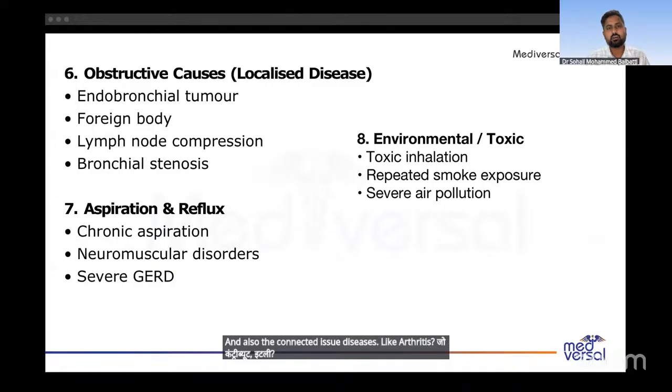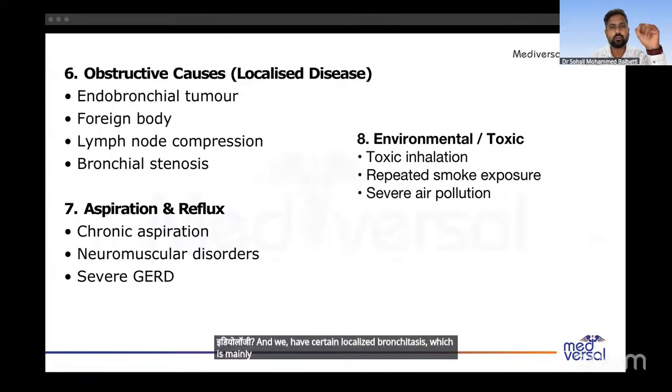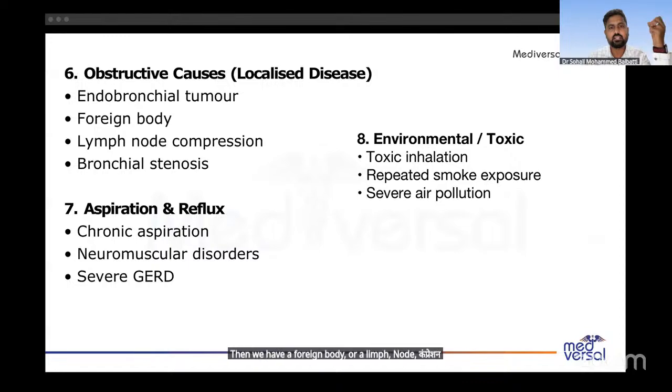So when you see a patient of bronchiectasis, all these etiologies should run in your mind, and you should try to take a history related to these diseases. These are quite common etiologies which we see. And we have certain localized bronchiectasis, which is mainly due to endobronchial tumor causing post-obstructive stasis of secretion. Then we have a foreign body or a lymph node compression, which is externally compressing the airways, or bronchial stenosis due to fibrosis. And sometimes chronic aspiration due to severe GERD can also cause right-sided bronchiectasis or right-sided interstitial lung diseases. And certain environmental factors like toxic inhalation or repeated smoke exposure or severe air pollution are also considered to be further causes of bronchiectasis.